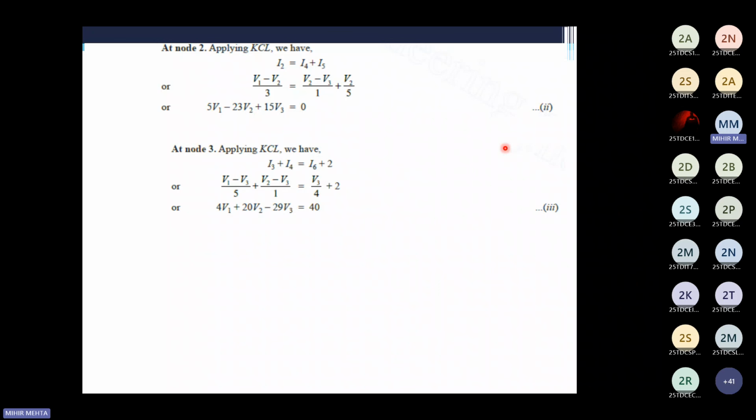So these are the three equations that you can see for these three particular nodes, 1, 2, and 3. So are you able to understand these particular nodes? If you have any doubts, please ask. Any doubts in the three equations that we have formed?